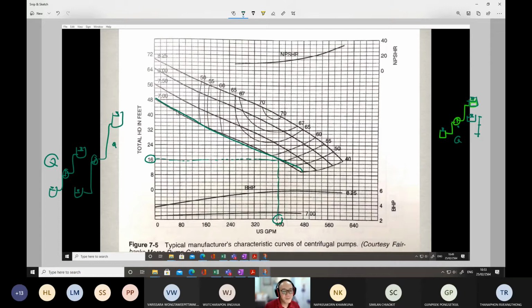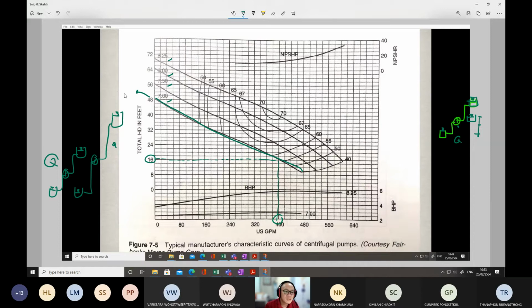The thing is, the manufacturer provides a series of pump curves for you. This is one pump, this one is another pump, this one is another pump, and this one is also another pump. Each pump has different capacities.